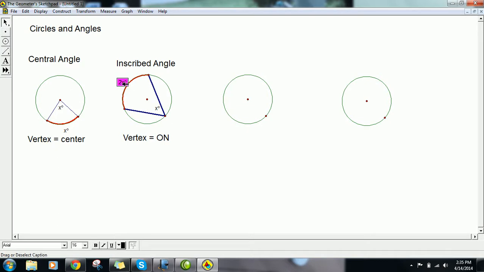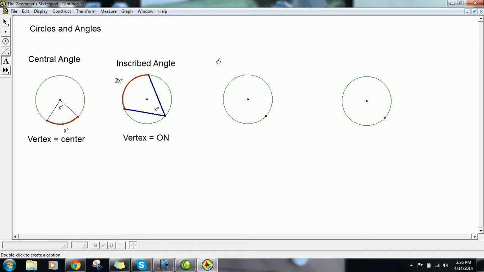As an example, if this angle here were 30 degrees, then the measure of the arc that is cut by that inscribed angle would be, that's right, 60. 30, 60. As opposed to the central angle, where you would have 30 and 30 degrees. But the way we distinguish a type of angle is by the location of the vertex. Central angle, the vertex is the center. Inscribed angle, the vertex is on the circle.